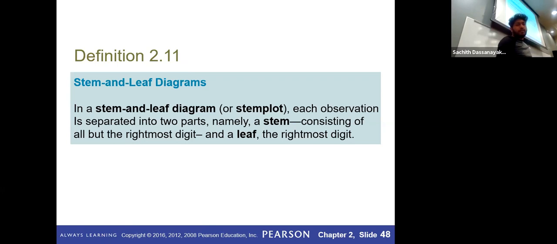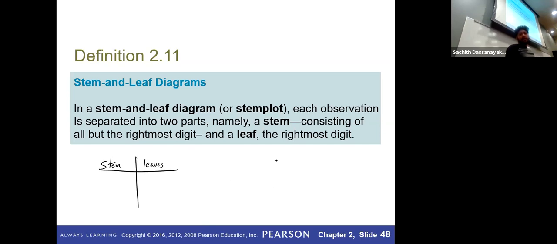These stem leaf diagrams have two columns. It's a table. There are two columns: one is stem, the other one is leaves. Leaves or leaves, that's fine.